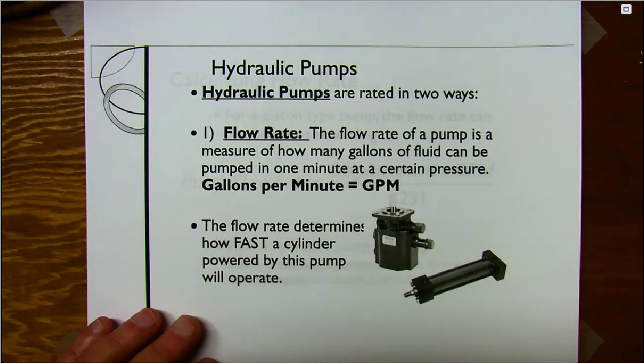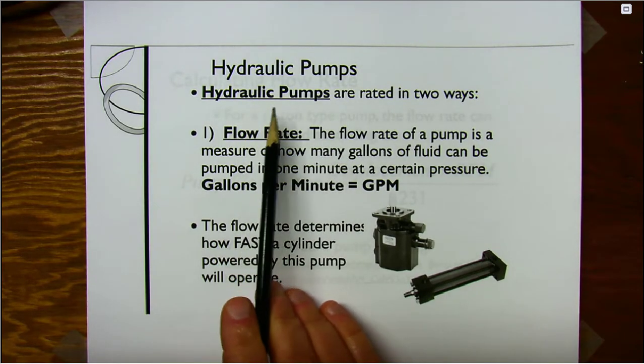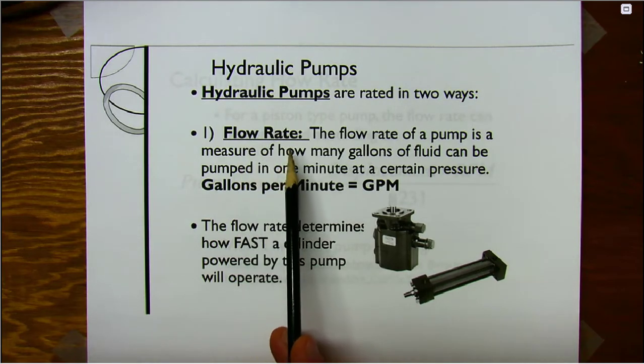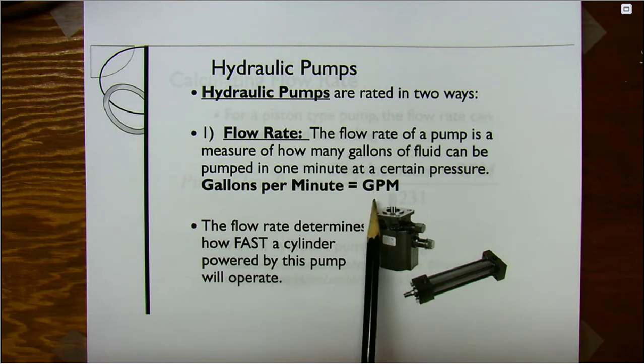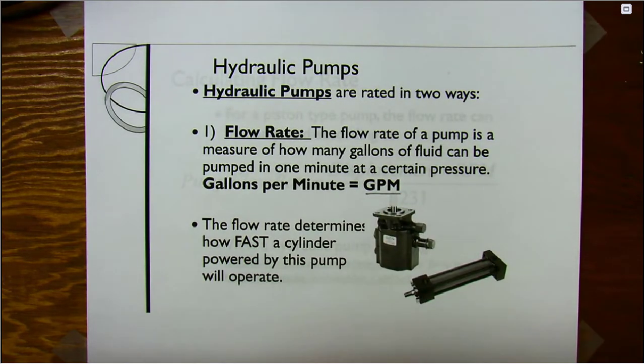So for starters, hydraulic pumps. If you ever look at a hydraulic pump, it's always rated in two ways. It's rated according to its flow rate, which you've probably seen. That's how many gallons per minute of fluid it can pump under pressure. So that's always rated in GPM, or gallons per minute.